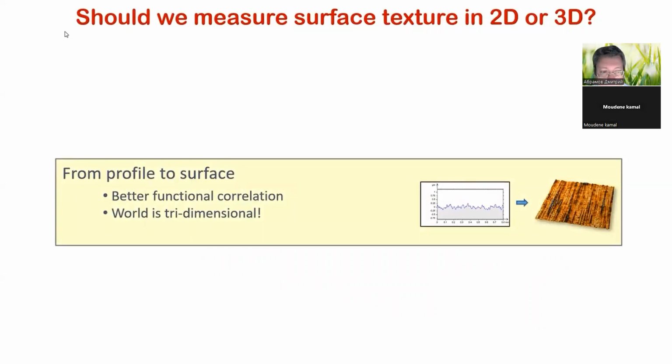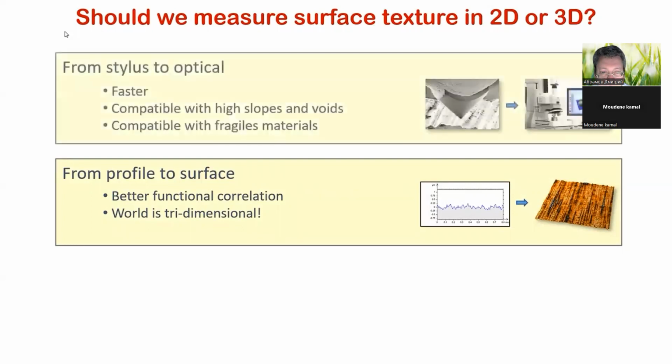Nature is 3-dimensional, and some functions can be analyzed more reliably using surface parameters. It is said that one gets better functional correlations. Secondly, technology moved from contact to optical. This allows faster measurements and makes it possible to measure fragile materials without damaging them.